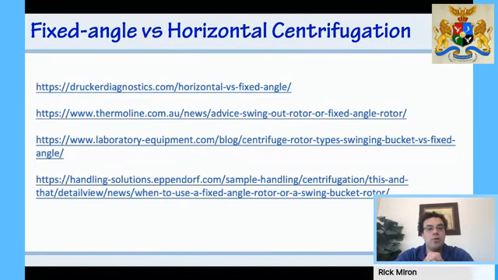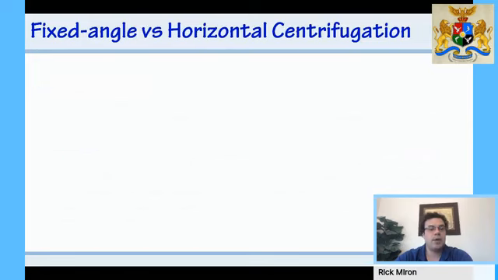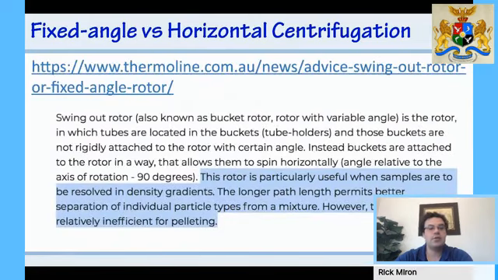If you want to learn more, just go on Google, type in fixed angle versus horizontal centrifuges, and you'll have all of these websites that come up. And when you go through these, you'll very clearly see the horizontal swing out rotor is particularly useful when samples are to be resolved in density gradient. So that means you're separating the cells based on their density, which is what we're doing in PRF. Platelets, the light guys, go to the top, white blood cells to the middle, red blood cells, heavy cells, to the bottom. The longer path length permits better separation of individual particles.